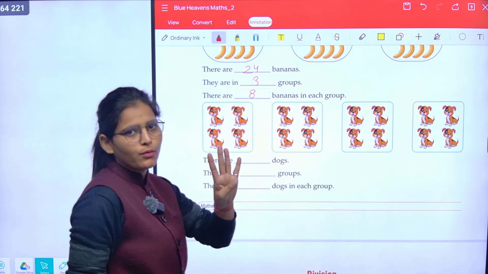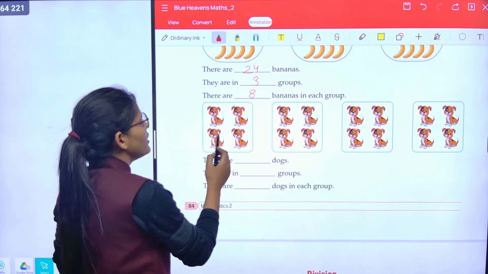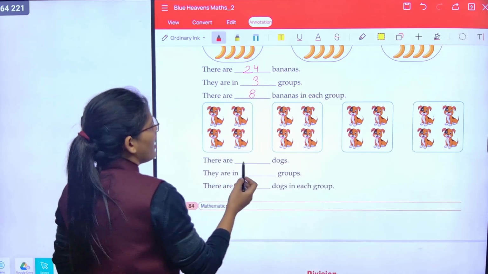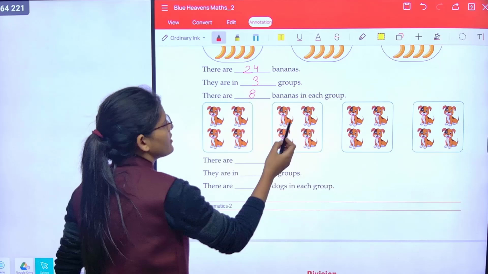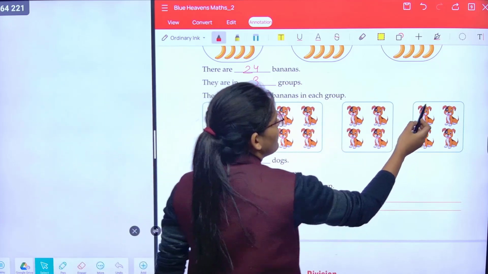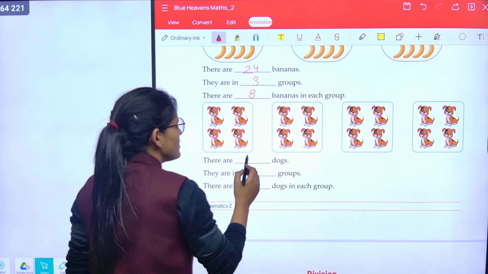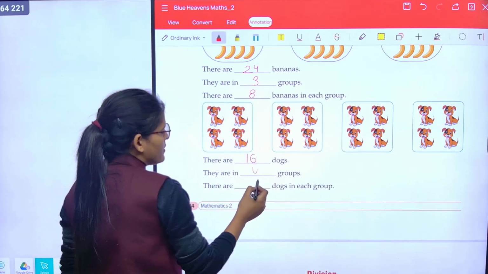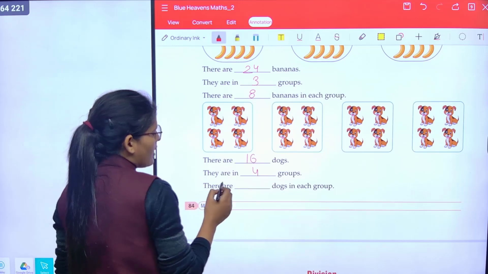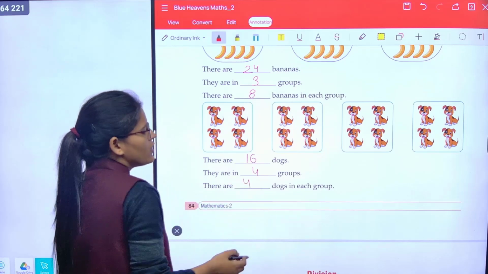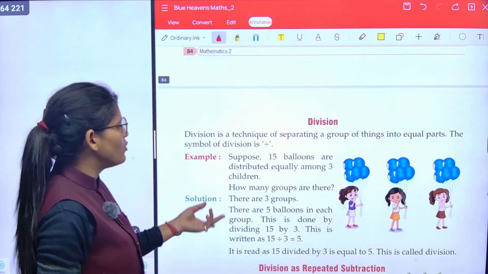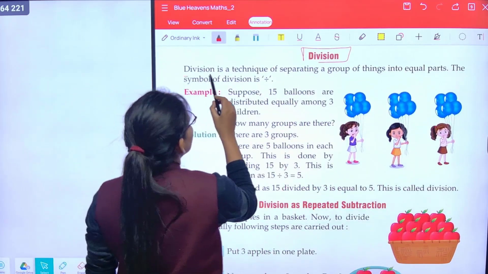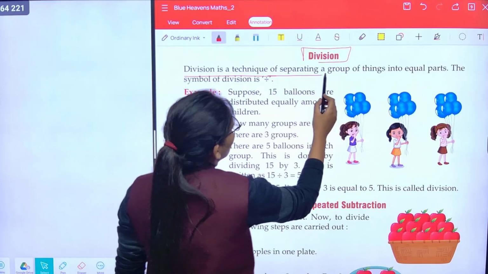Okay. Now see, 1, 2, 3, 4. There are 4 groups, and 4 dogs in each group. There are 1, 2, 3, 4, 5, 6, 7, 8, 9, 10, 11, 12, 13, 14, 15, 16. See, there are 16 dogs. They are in 4 groups. There are 4 dogs in each group.